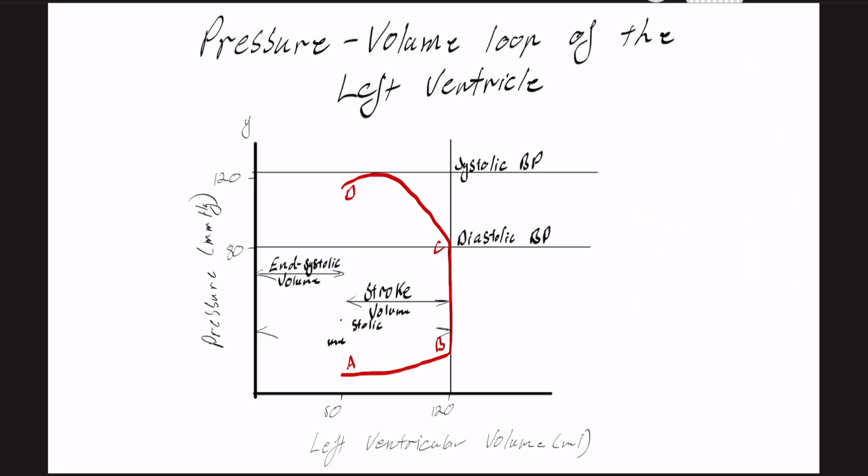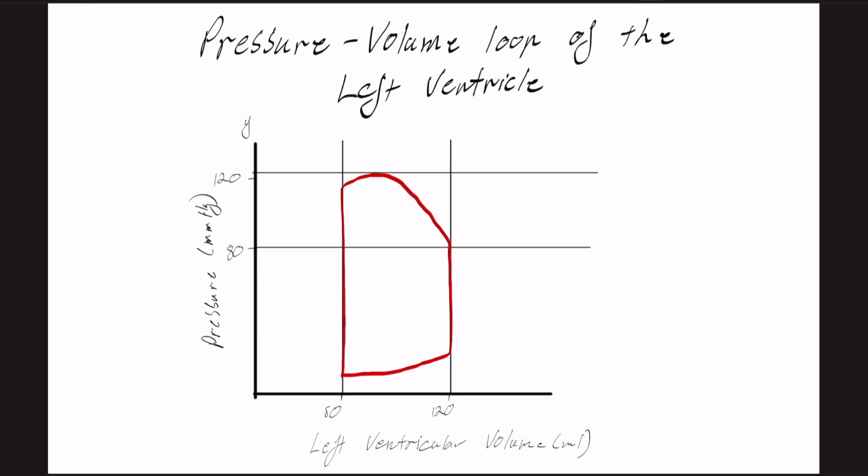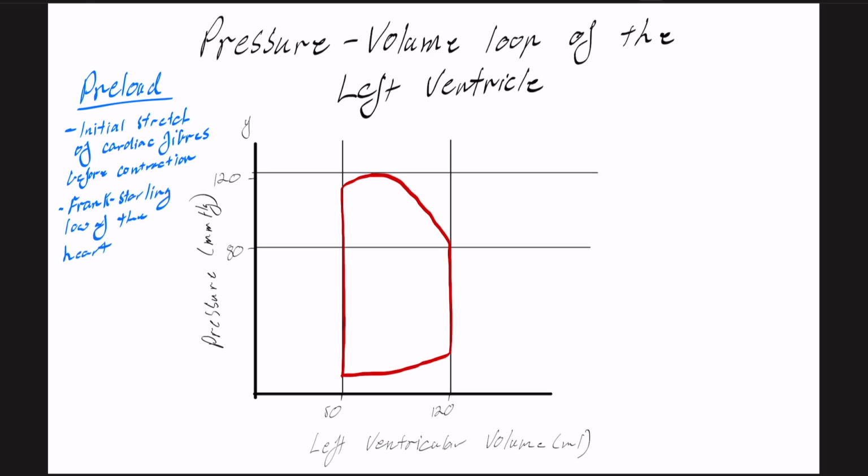So now that we've drawn a normal pressure volume relationship, let's talk about the different parts of the pressure volume relationship that determine the shape of this curve. The first one is preload, and preload is the initial stretch of cardiac fibers before contraction, and represents the Frank-Starling mechanism of the heart, which essentially describes that up to a certain point, if the myocyte stretches, it'll reach a point where the contractility, or the ability of the myocyte to contract, will decrease once it's overstretched.